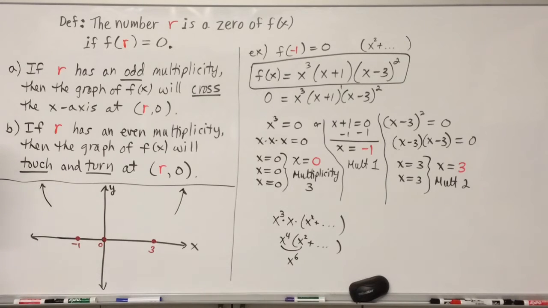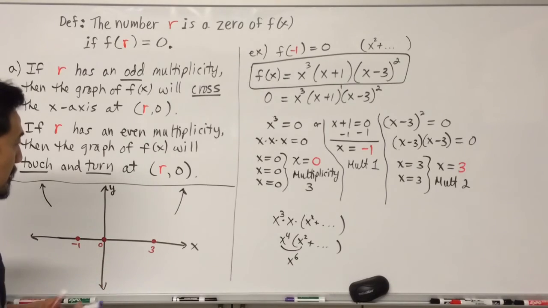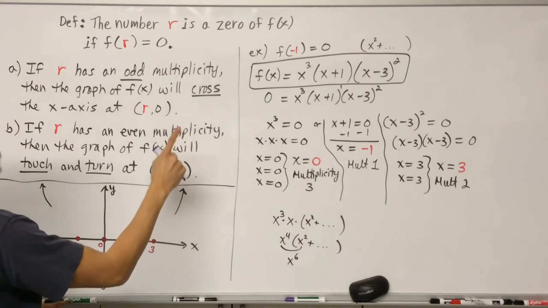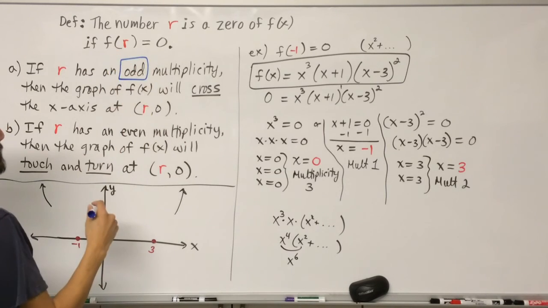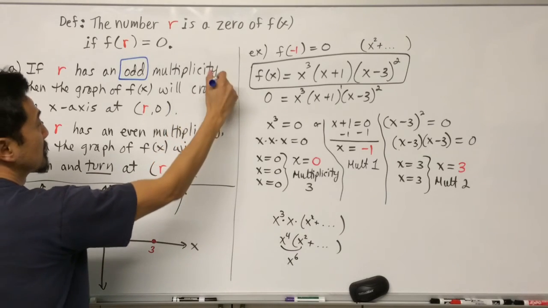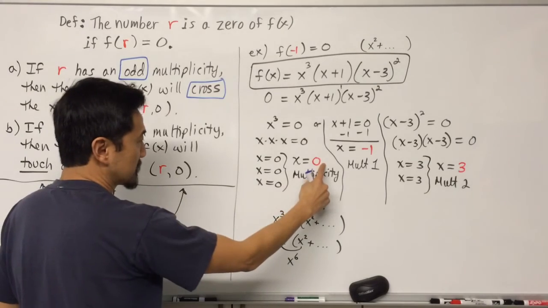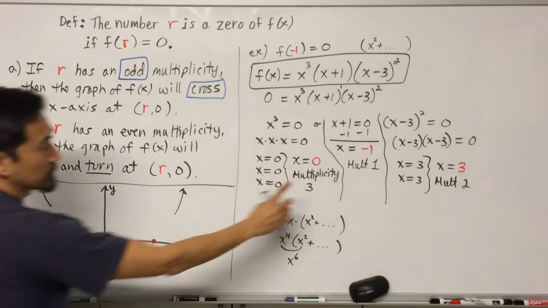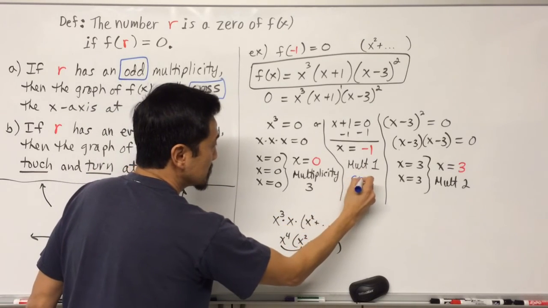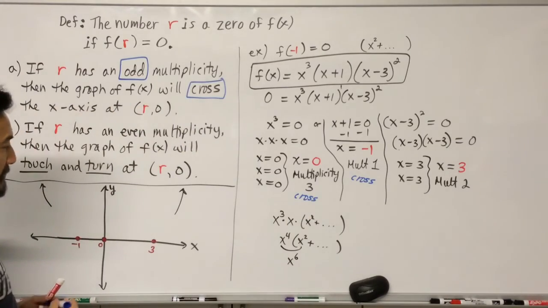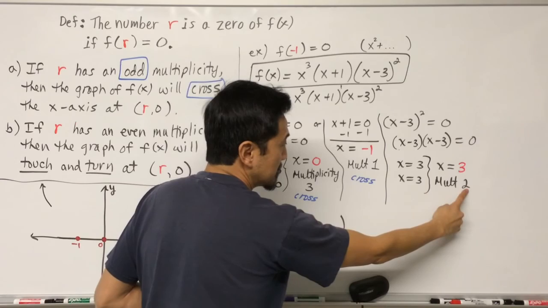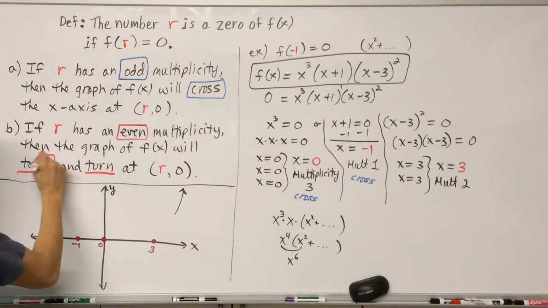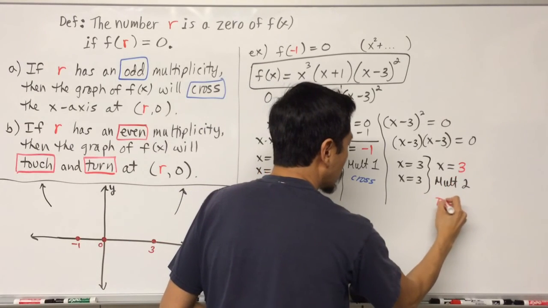So, using what we wrote, x equals 0 has a multiplicity of 3. And 3 is an odd number. So where do we have odd? Oh, right here. That means that our graph is going to cross the x-axis at that point 0, 0. That -1, that 0 has a multiplicity of 1, which is also odd, and so we're going to be crossing. And then lastly, at 3, 0, that has an even multiplicity of 2. And so we see that when it's got an even multiplicity, the function will be touching and turning. So here at 3, 0, we're going to be touching and turning.